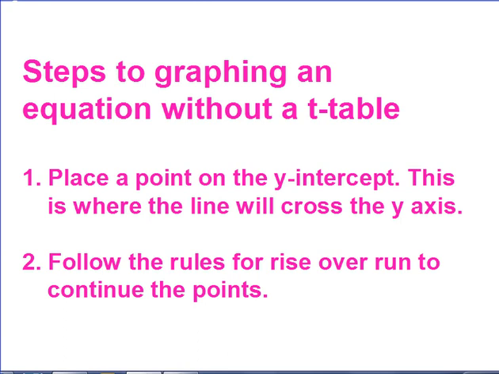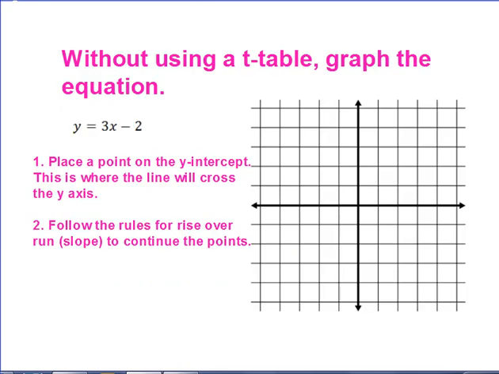Great. Now that you have the steps, let's use them. Without using a t-table, graph the equation y equals 3x minus 2. All right, well, let's follow the steps. The first step says to place a point on the y-intercept. This is where the line will cross the y-axis. So if I look at my y-intercept, I see that it is negative 2. I identify negative 2 on the y-axis, so I know that that is where my line's going to cross.